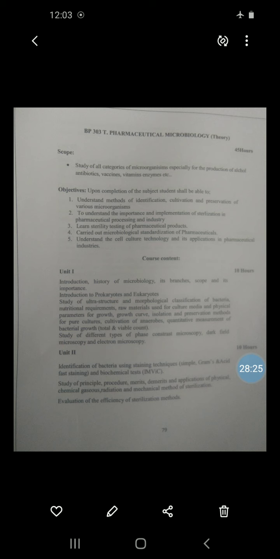Next point is gaseous sterilization. This point, the remaining part, we will see in the next lecture.